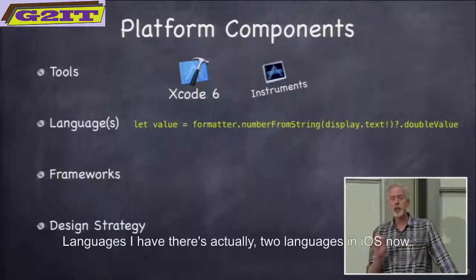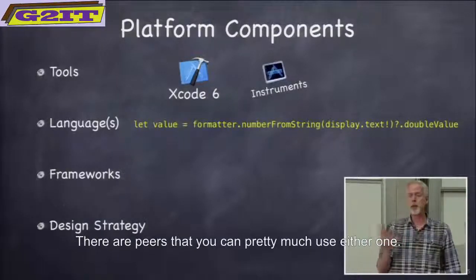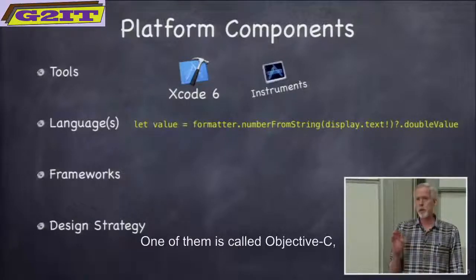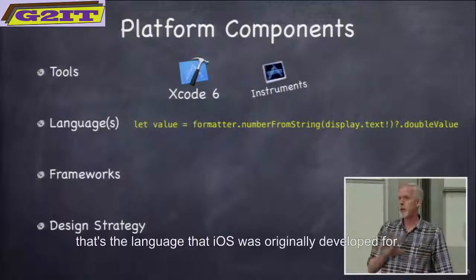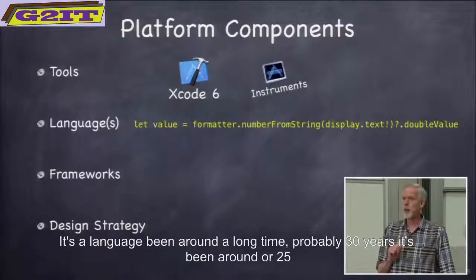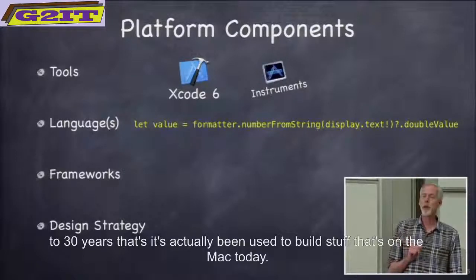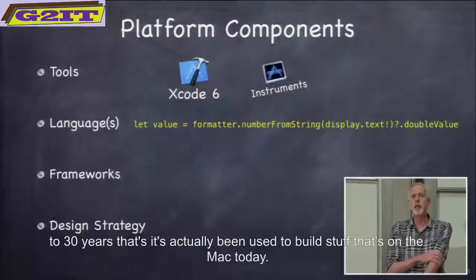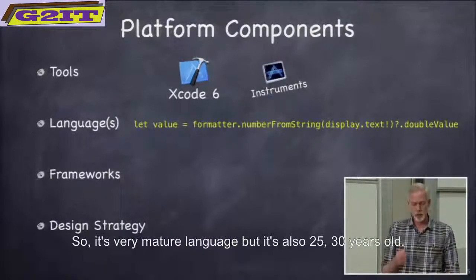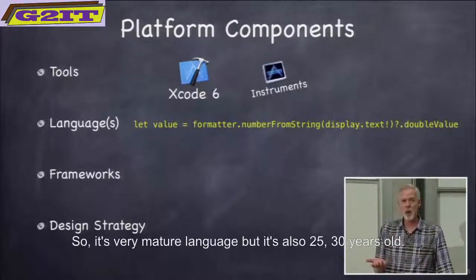As for languages, there are actually 2 languages in iOS now. They are peers. You can pretty much use either one. One of them is called Objective-C. That's the language that iOS was originally developed for. It's been around a long time, 25 to 30 years, and it's actually been used to build stuff that's on the Mac today. So it's a very mature language, but it is also 25, 30 years old.